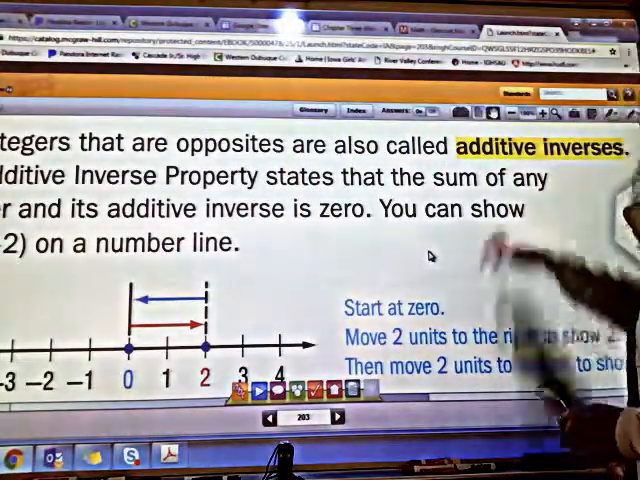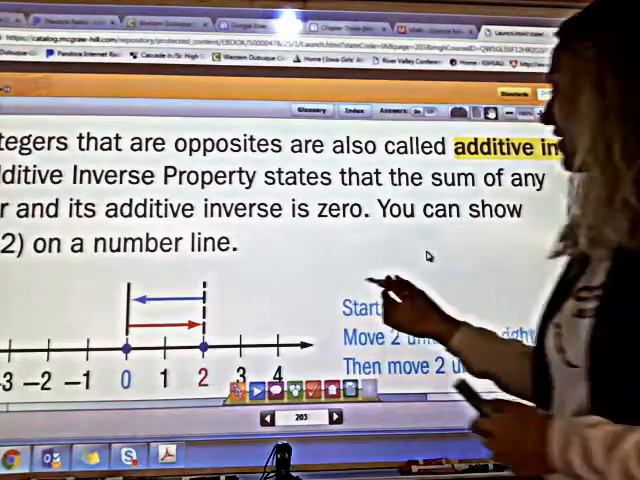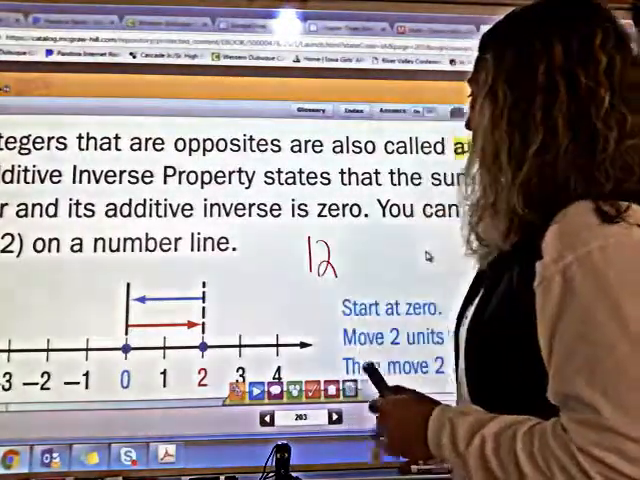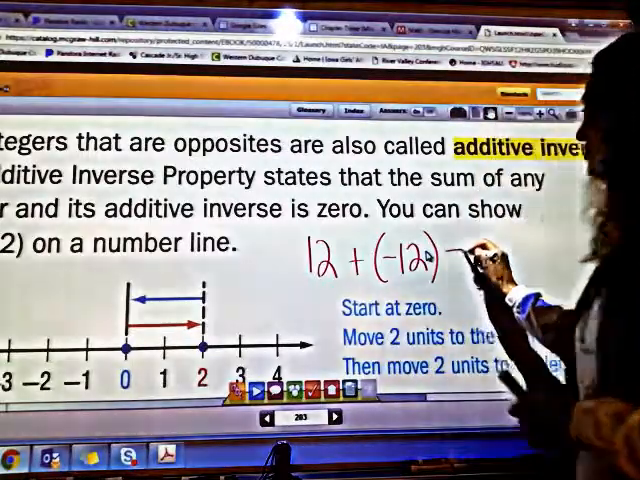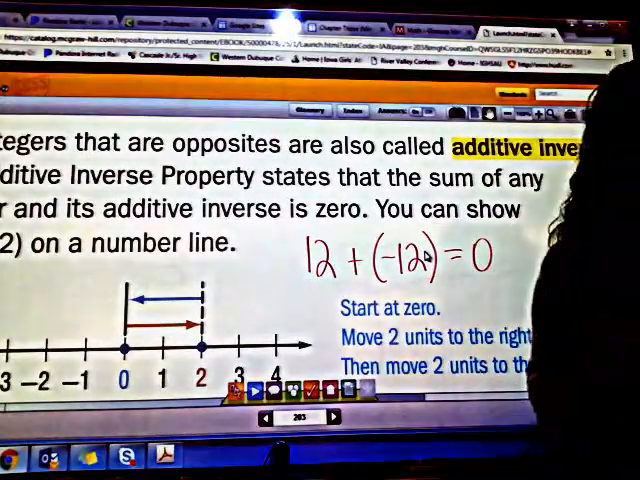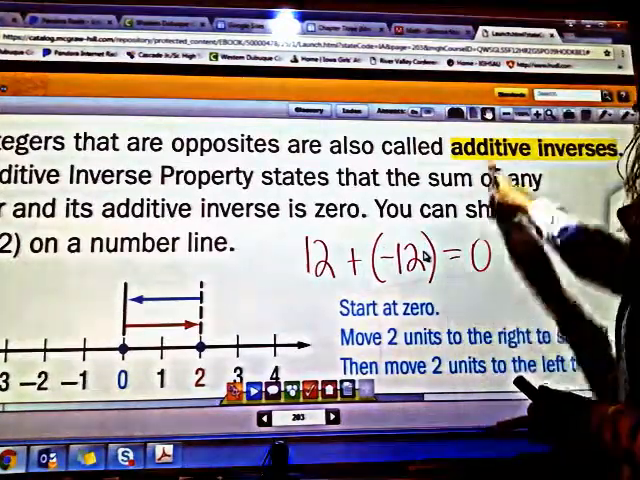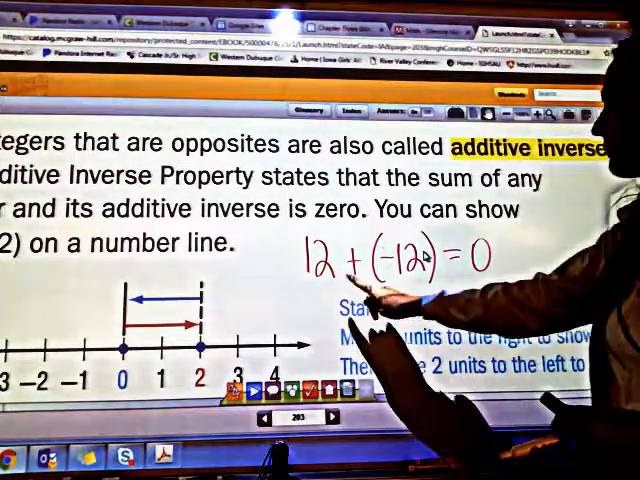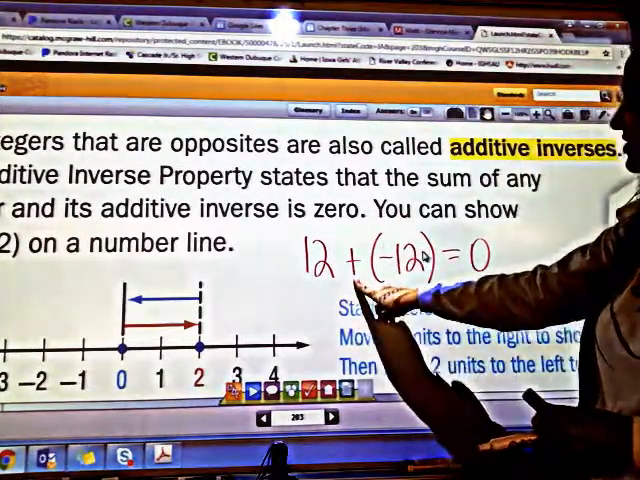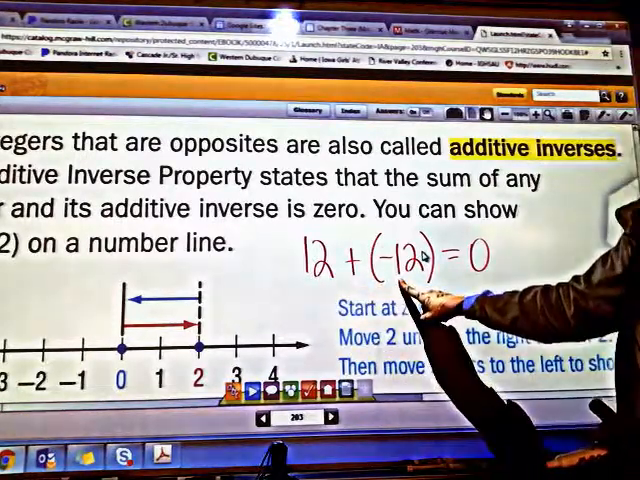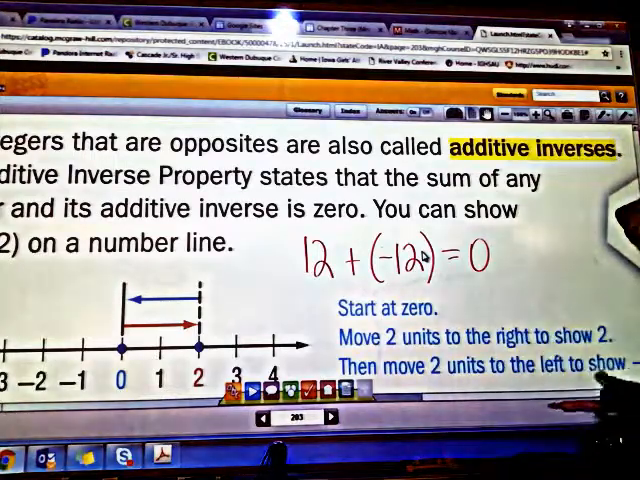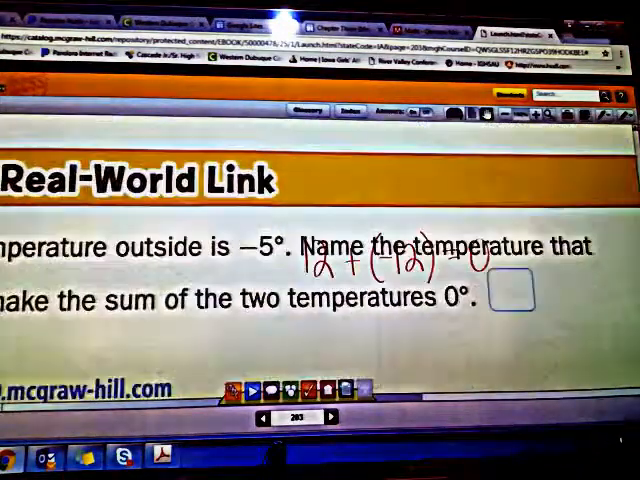Another specific example of the additive inverse property would be if I decide to take the whole number 12 plus negative 12, and I add those two together, my answer is going to be 0. So with our additive inverse property, the sum of any number and its additive inverse, or basically its opposite, is going to result in 0.